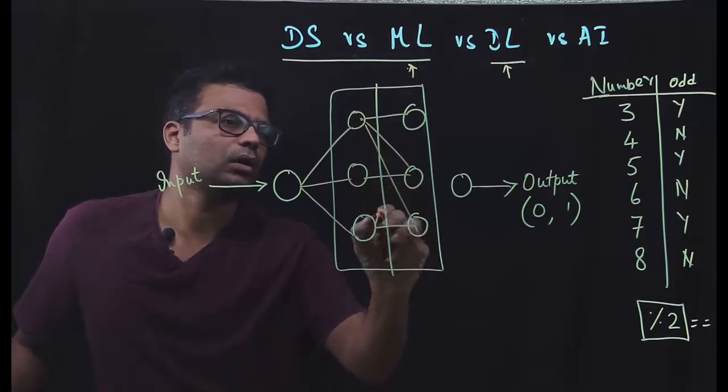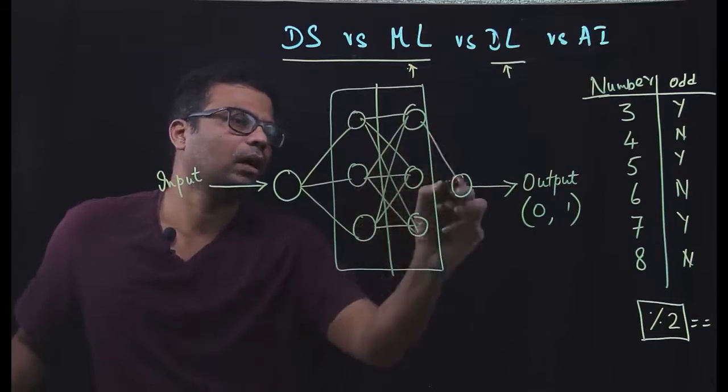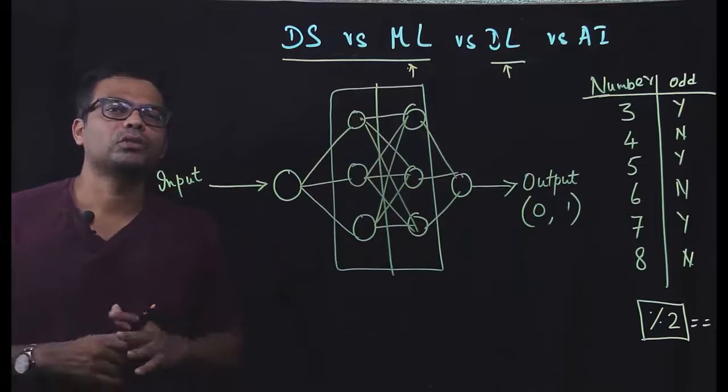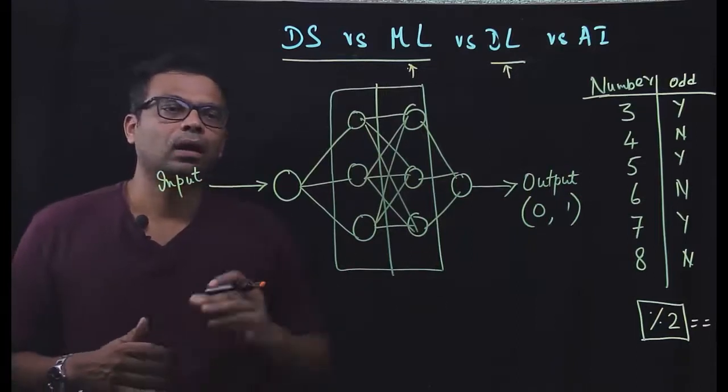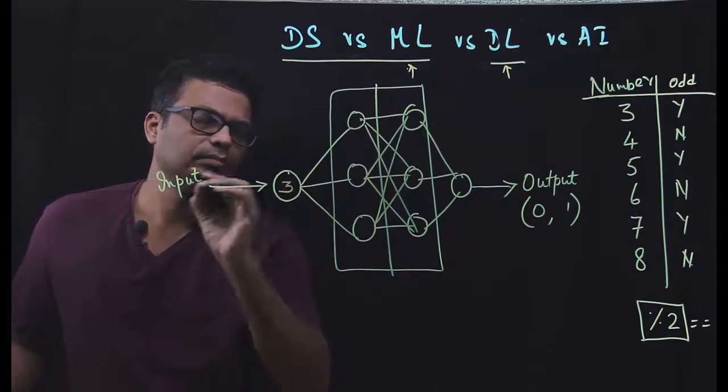All these nodes are connected with all the other nodes. That's how it typically works. And finally, the output is obtained. Now, the way this works is, say for example, you give an input of 3.